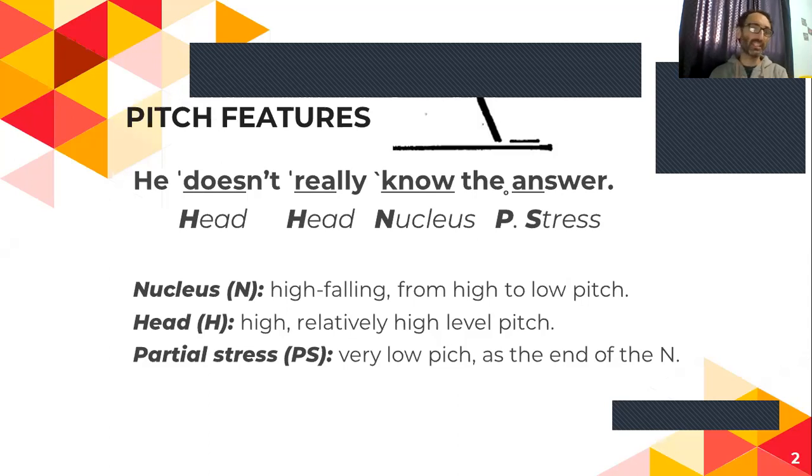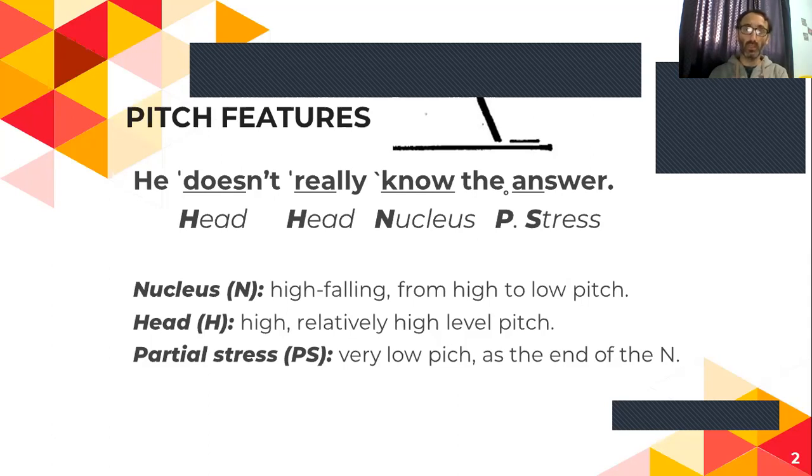Let's have a look at the example. He doesn't really know the answer. As you can see, the nucleus is "no", and the intonation is high falling. No, no. With the low drop, it would sound "no, no".